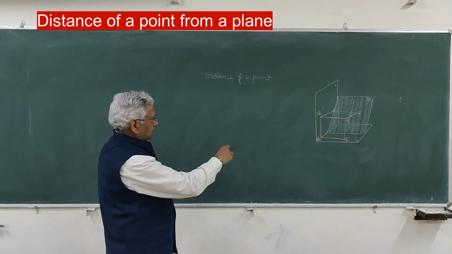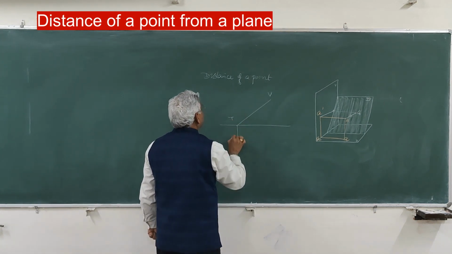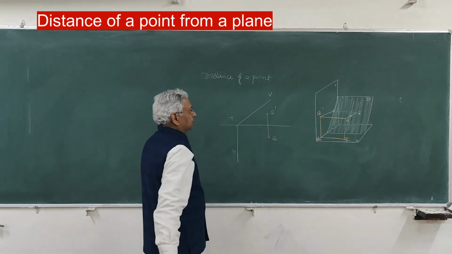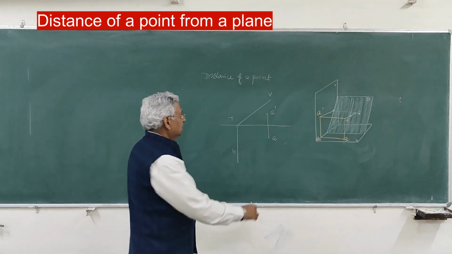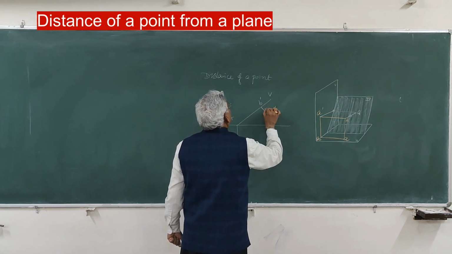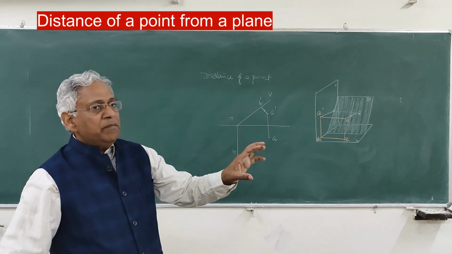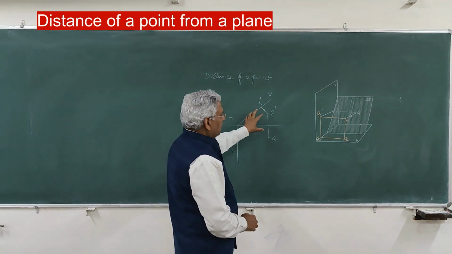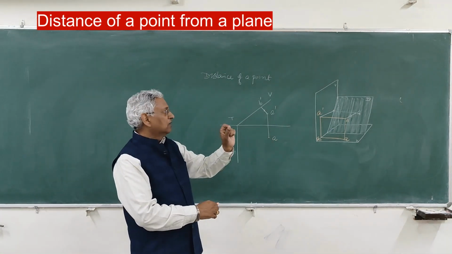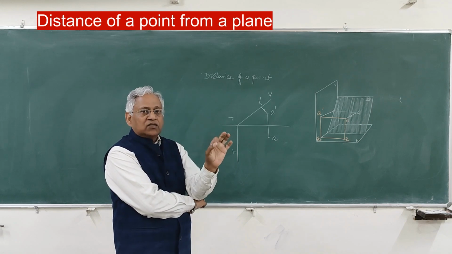You drop a perpendicular, so you have an inclined plane, VTH, and a point here, A dash, A. Its distance from the inclined plane is simply a perpendicular on the vertical trace. Let us say B dash. A dash B dash is the perpendicular distance. AB is a line which is perpendicular to the inclined plane. And I told you in my last session that whenever a line is perpendicular to a plane, its projections are perpendicular to the traces of the plane.